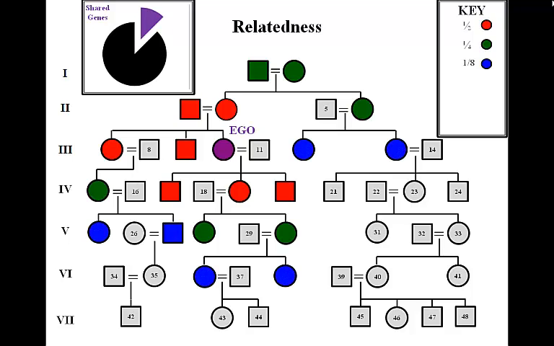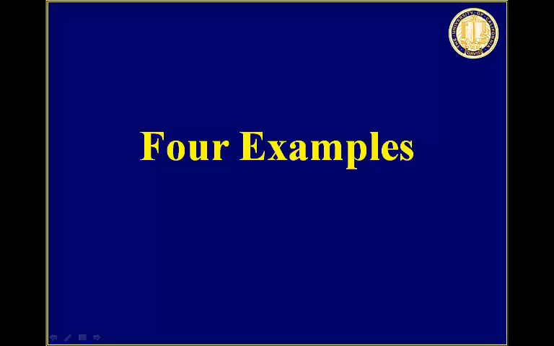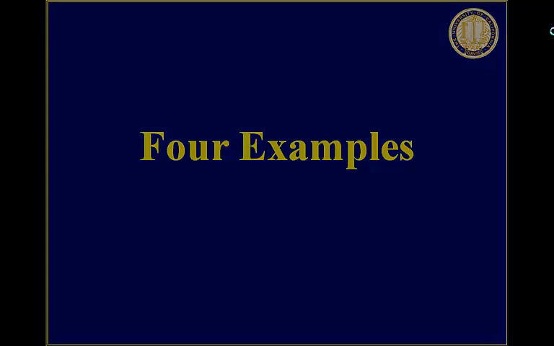Then we go to 1/8, then 1/16, now a 32nd, then a 64th, and a 128th. So you see the ones on the lower right there are descendants of ego's aunt. They're number 6 at the top. Now I'll work through 4 examples.